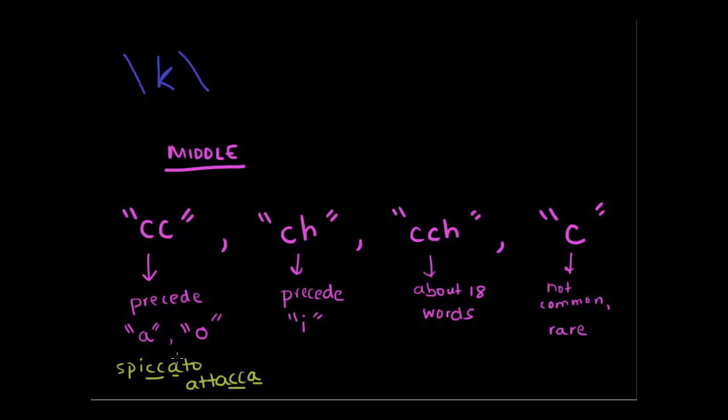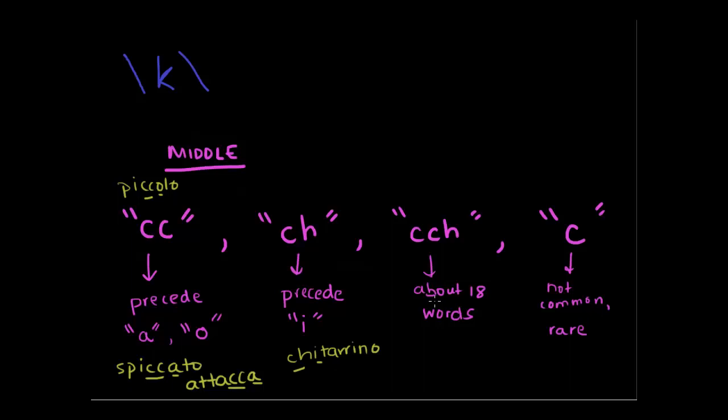Example with an O with CC would be piccolo. Let me write it up here. Piccolo. Here we have an O, so CC. So CC before A and O, and if you have an I, you're going to have a CH. Example is Chitorino, which we just saw. So we can write that again, Chitorino. Okay, see, we have our I, and then we have CH because of that I.